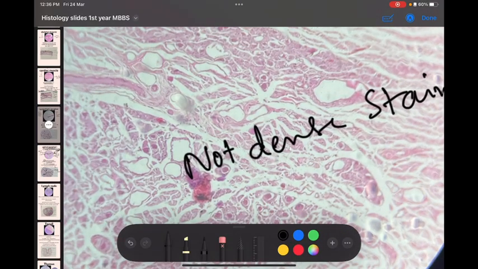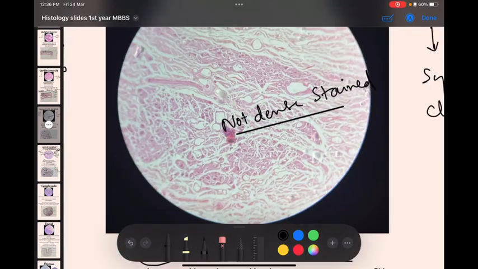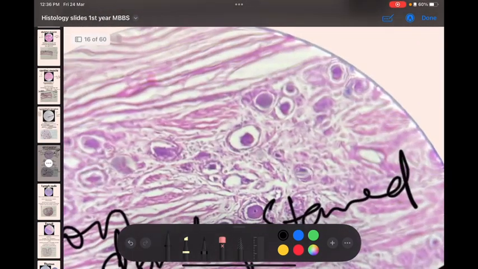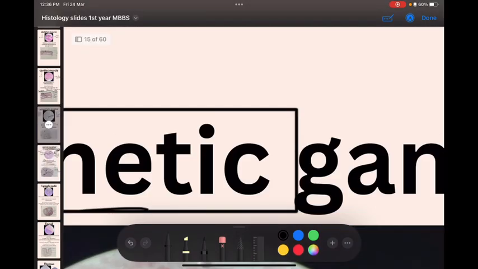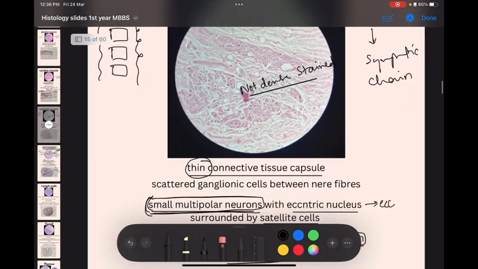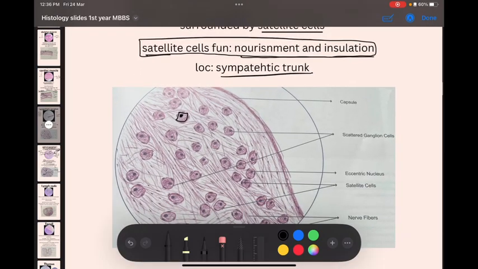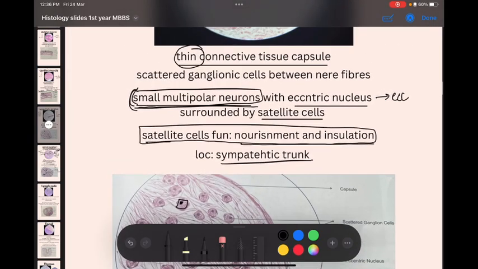Go through the slide once. See, this is not densely stained, and you can clearly see the ganglionic cells in bundles in the case of dorsal root ganglion. Whereas in sympathetic ganglion, they are not arranged in bundles. They are scattered ganglionic cells between nerve fibers.